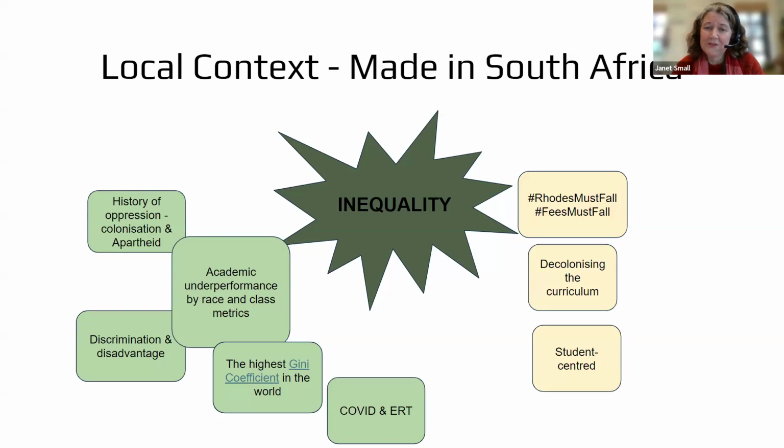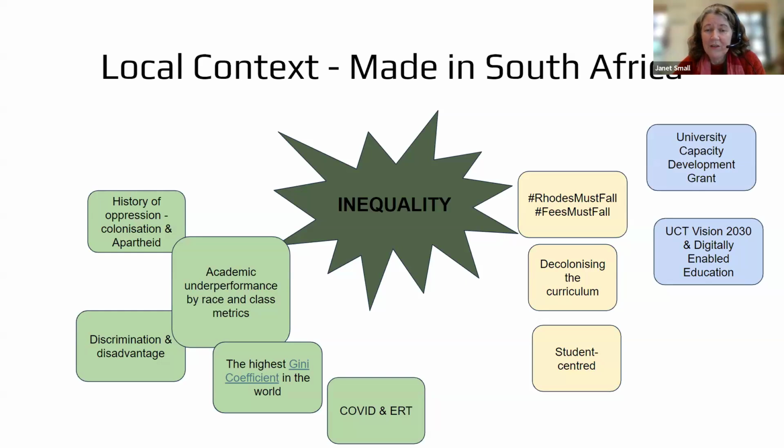So in all of this, this is where Enable's landing. Our university has a Vision 2030, which talks about creating a digitally enabled education ecosystem of the future. And we wanted to look at the way in which we can do that. So we were very fortunate to get a grant from the Department of Higher Education in South Africa. It's called a University Capacity Development Grant. And we were focusing on blended learning and equity. That's the context of our project, to create the Enable framework.